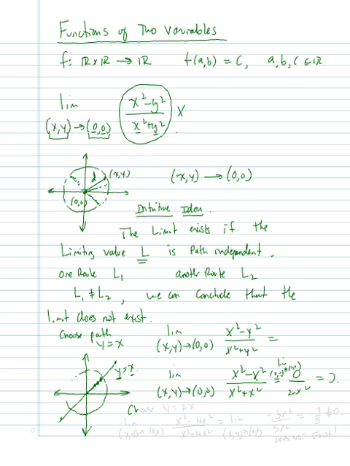On the other hand, if I choose y equals 2x, I can look at the limit as (x, y) approaches (0, 0) of x squared minus 4x squared over x squared plus 4x squared, and this is equal to the limit as (x, y) approaches the origin of negative 3x squared over 5x squared, which equals negative 3/5, which clearly does not equal 0. Therefore, our conclusion is that the limit does not exist.